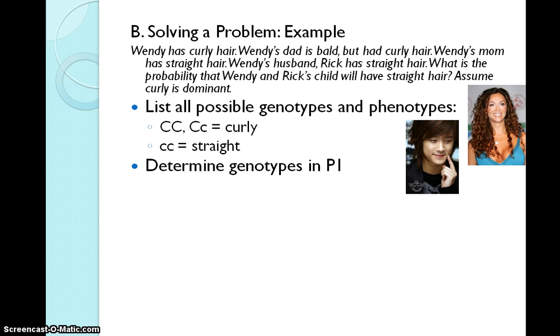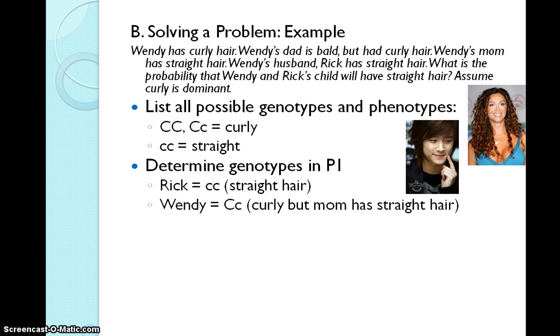The next thing we would want to do is determine the genotypes in our parental generation. We know that Rick is little c, little c because he has straight hair. That one is easy. Wendy is a little bit tougher. Wendy has curly hair, so she could be big C, big C or big C, little c. So we need to look at Wendy's parents to determine Wendy's genotype. Turns out that Wendy is big C, little c. She has curly hair, but we know her mom had straight hair, so that little c comes from her mom.